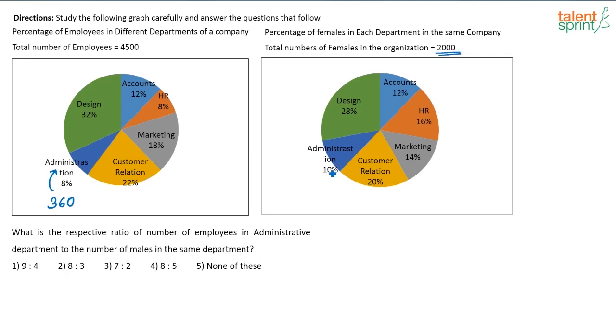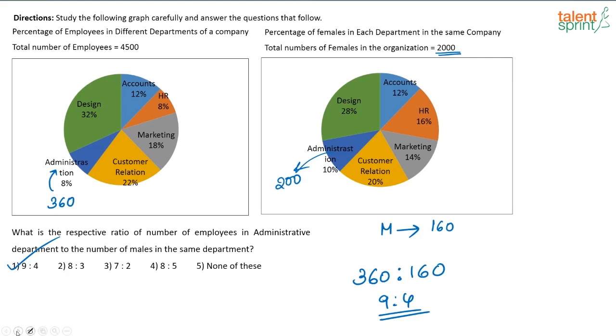Totally 2,000 females are there, out of which 10% is in the administrative department, or I can say 200 females are in administrative departments. So how many males are there in the administrative department? 360 minus 200, or 160 males. So what is the ratio they are asking for? They are asking for the ratio 360 is to 160, which is nothing but 9 is to 4. Option 1. Very easy, no? Calculations are easy. So such questions you should not skip in the exam.